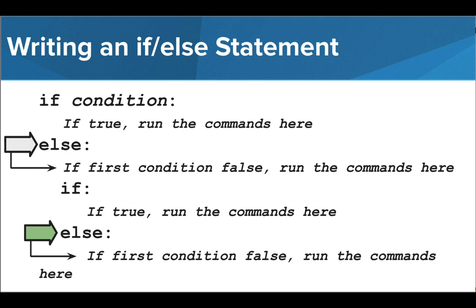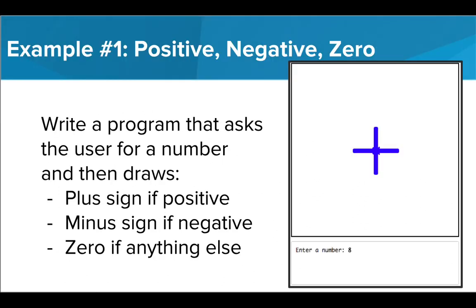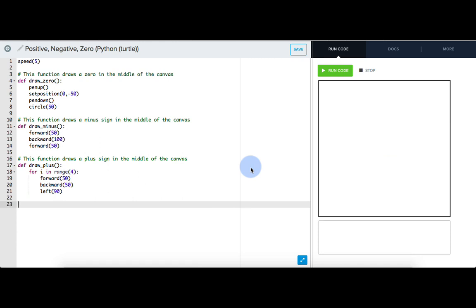Let's take a look at an example in the editor. In this program, we are asked to graphically represent if a number entered by a user is positive, negative, or 0 by drawing a plus sign, minus sign, or 0. I started our code by writing functions that draw a plus sign, minus sign, and 0, using all the commands we've already learned. So let's start by asking for user input. We can write number equals int(input("Enter a number")).